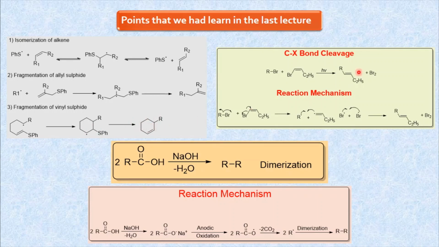Then again in the last lecture we had learned the carbon halogen bond cleavage, that is CX bond cleavage. So this is the example of that. So these two halides, one saturated and one unsaturated, react. We will get this alkene, trans alkene. So this RBr reacts with this vinyl halide in presence of hν. CX bond cleavage takes place, and you will get this product.